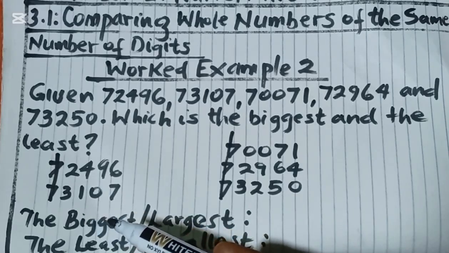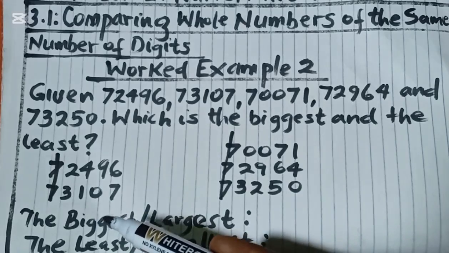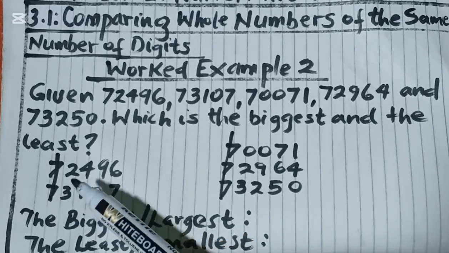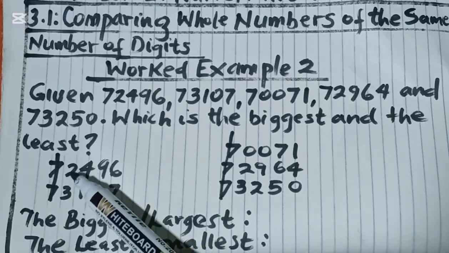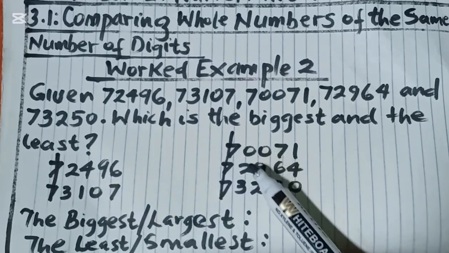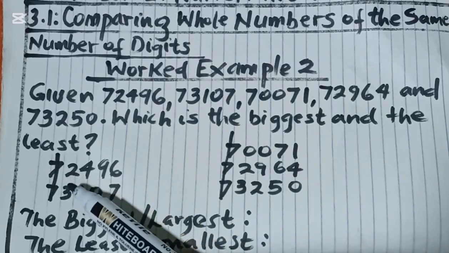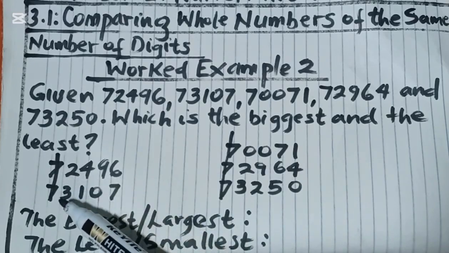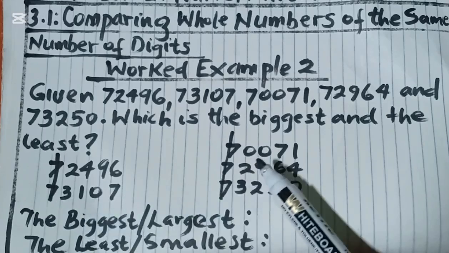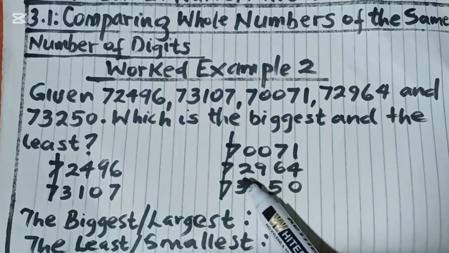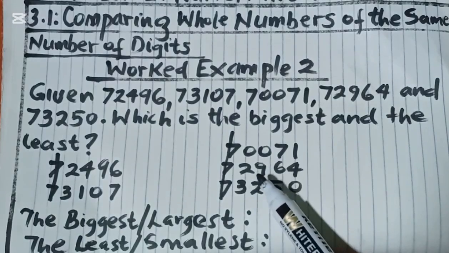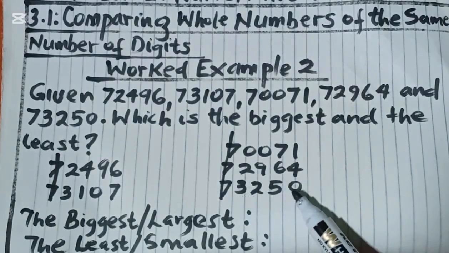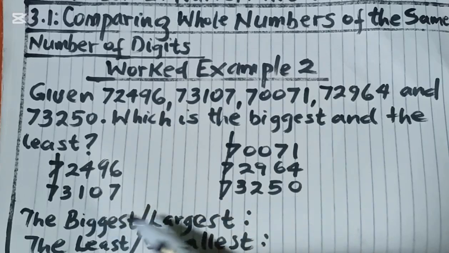Then next, to apply the trick, we read the values of these numbers since we are having a difference from the second digits: 2, 3, 0, 2, 3. So we read the values. This is 2,496, 3,107, 71, 2,964, 3,250.